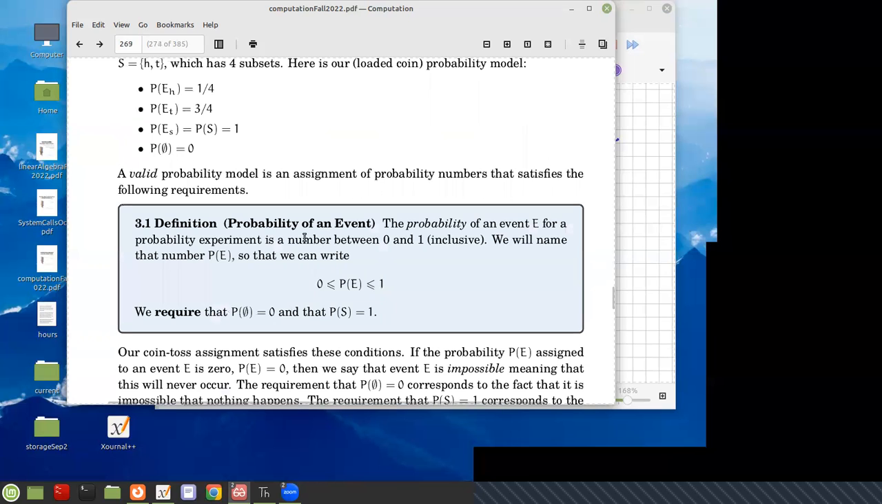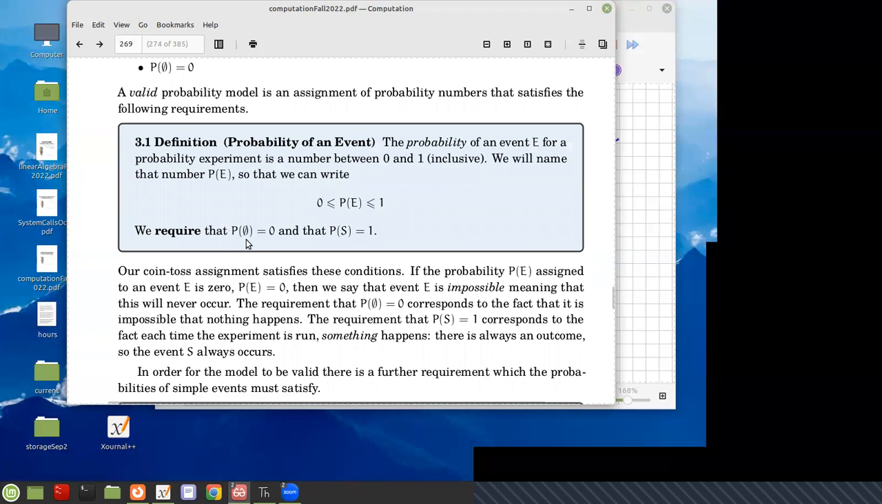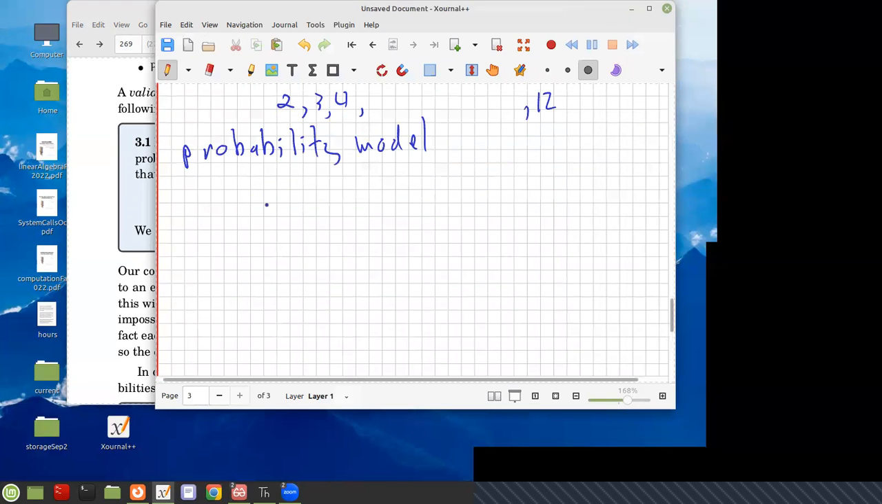So the probability of an event for a probability experiment is a number between 0 and 1 inclusive, and we'll name it probability of the event. So it's always going to be a number between 0 and 1. And then we're going to require that the number assigned to the empty set is 0 and the probability assigned to the sample space is 1. So let's think about that. We always have to assign the number 0 to the probability of the empty set.